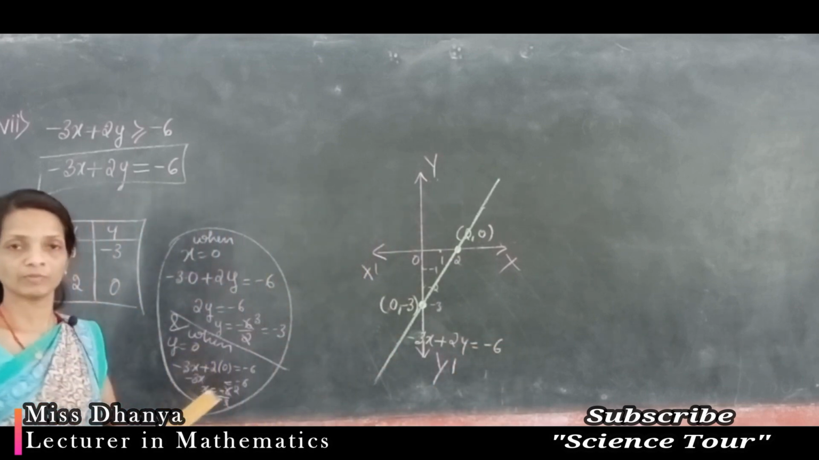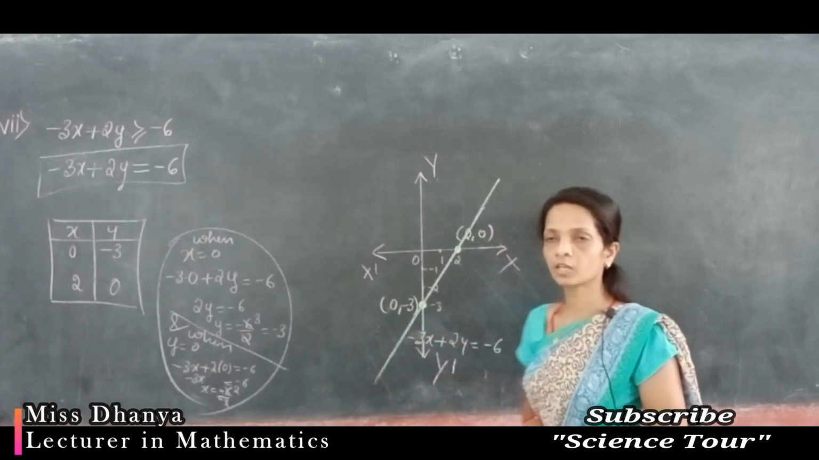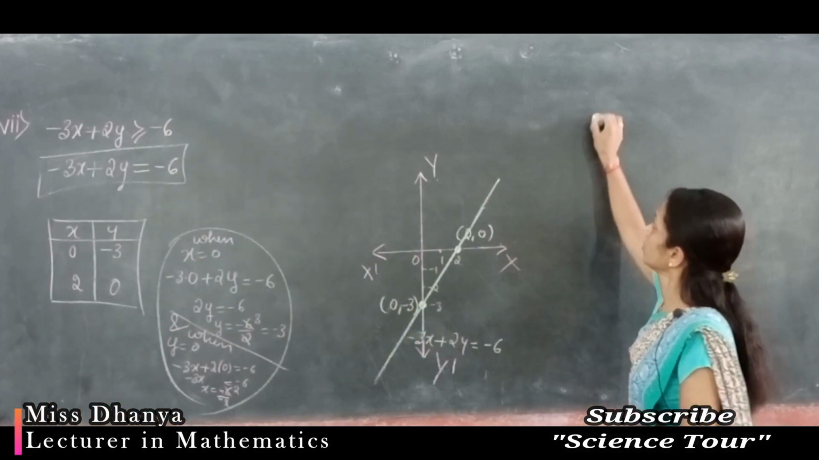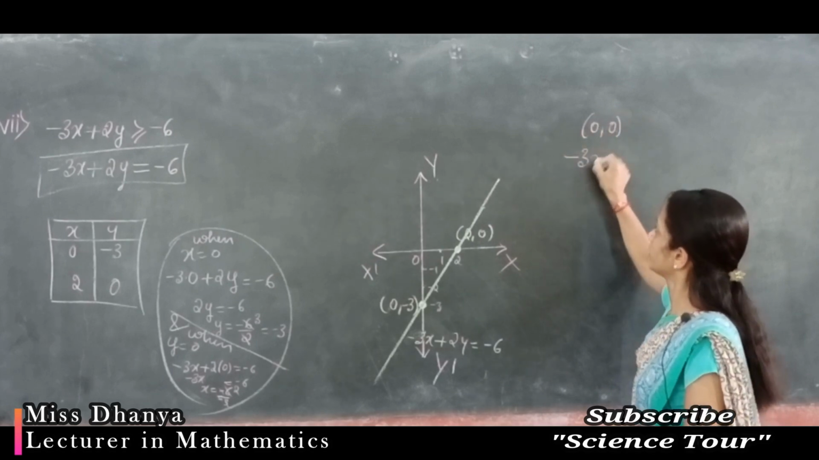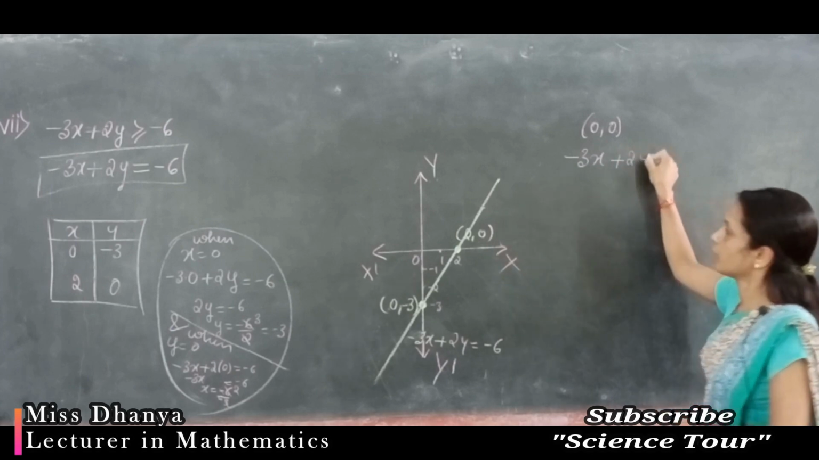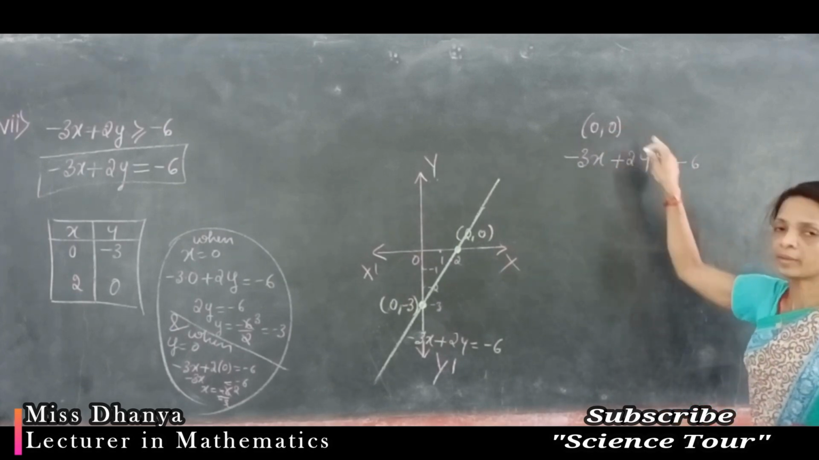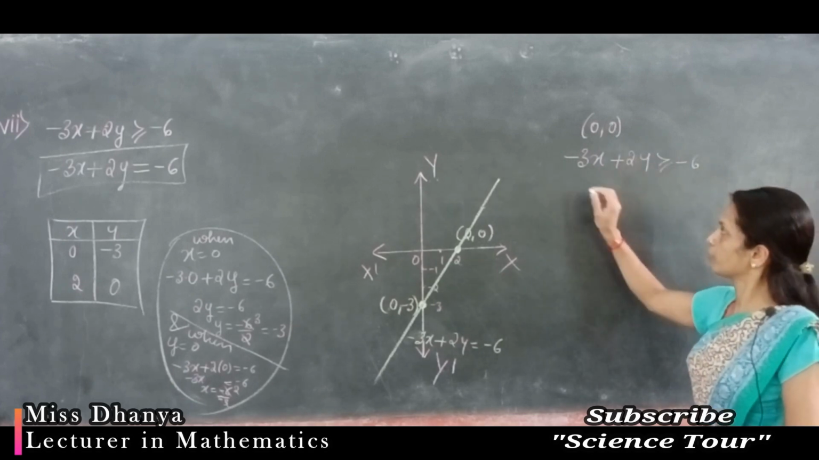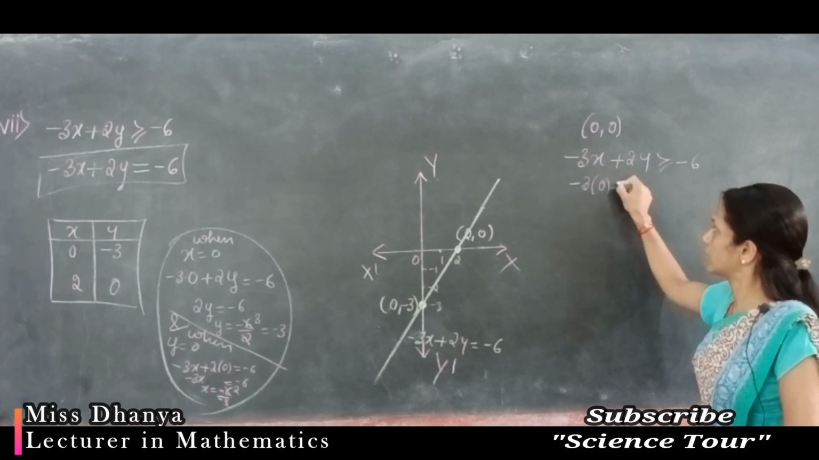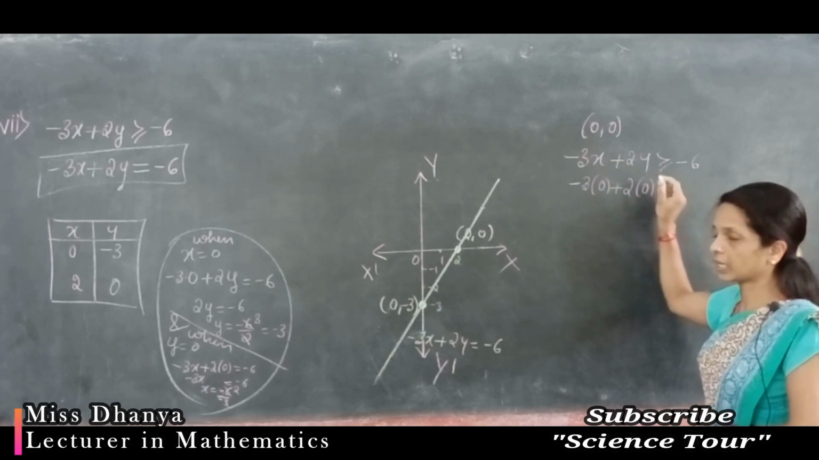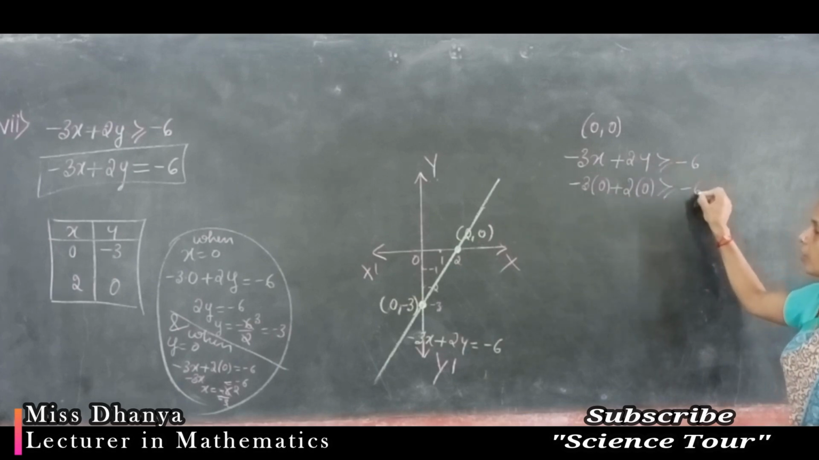Now which half plane will be the solution region? We check that by taking the checking point 0, 0. So take 0, 0 as a checking point for the inequality minus 3x plus 2y greater than or equal to minus 6. Replace x by 0 and y by 0 in this inequality. So then you will get minus 3 into 0 plus 2 into 0 greater than or equal to minus 6.